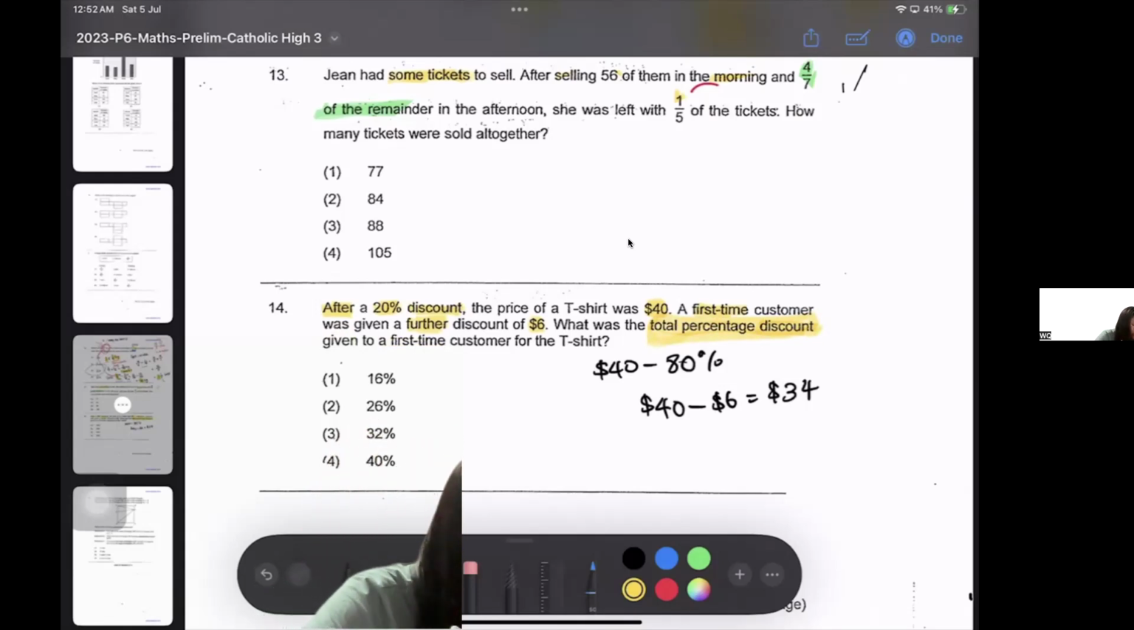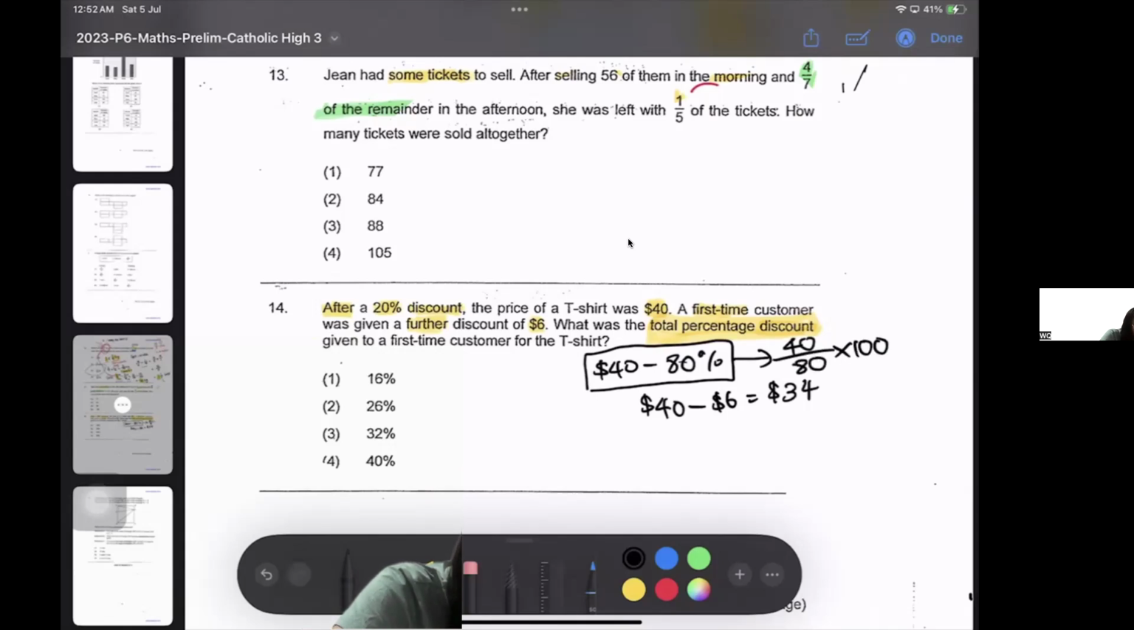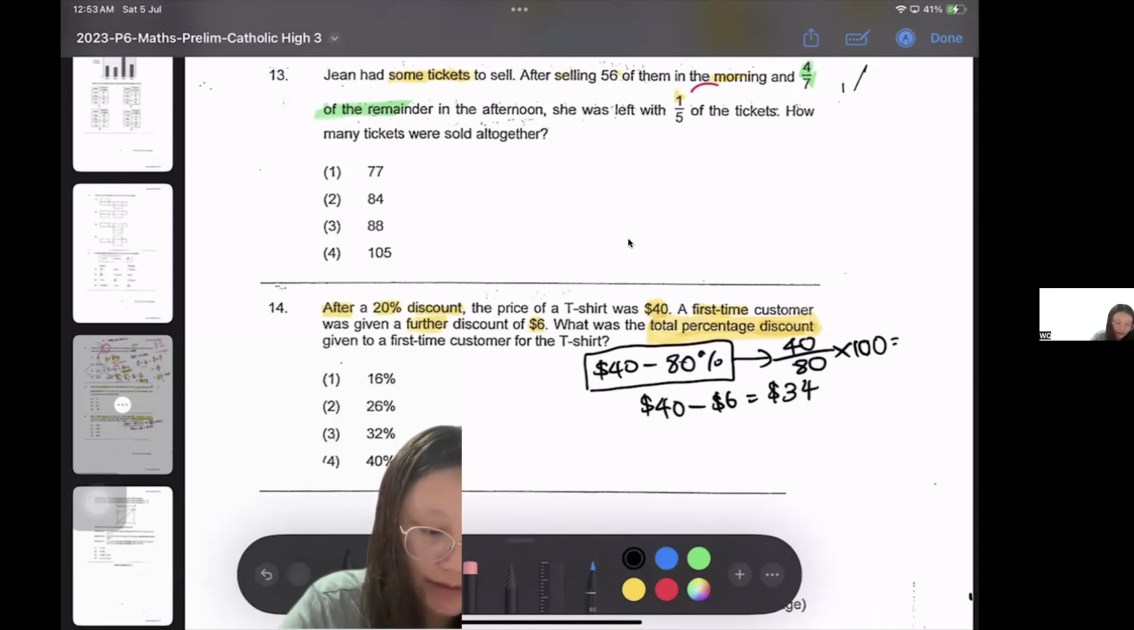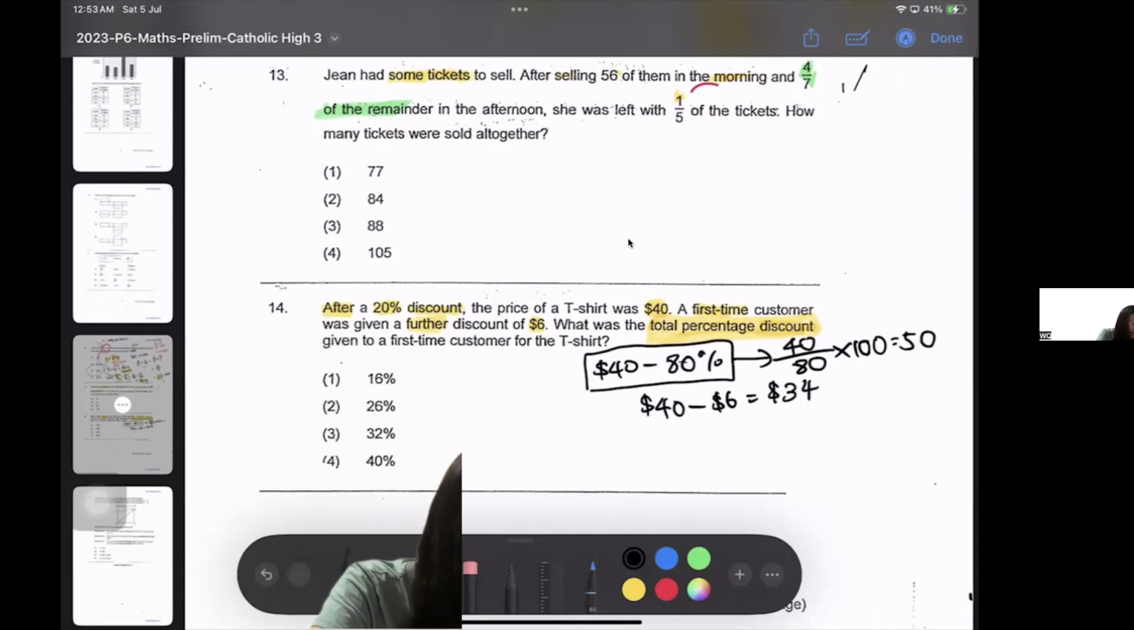So let us first look at the original price. If $40 is the same as 80%, if you take 40 divided by 80 times 100, that will give you, oh sorry, not 100%, just times 100 can already. So 40 divided by 80 times 100 gives you 50. So $50 is the original price.